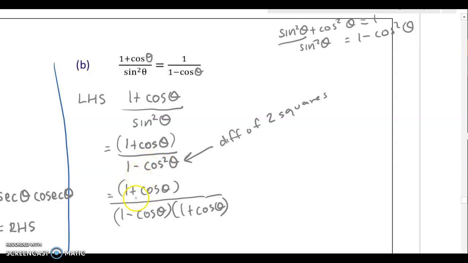And now, because we've removed our multiplication between our terms on the bottom line, we can now cancel across the top and the bottom. And what I'm going to end up with is a 1 on the top line and a 1 minus cos theta on the bottom. If you notice, that already is our right-hand side. So we've gotten there.